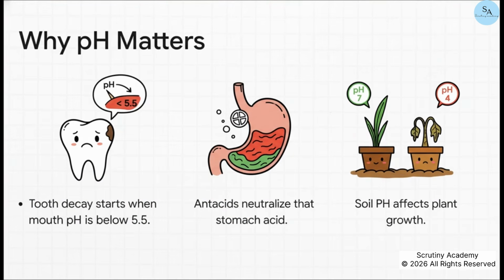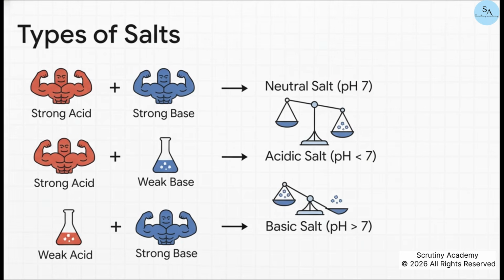Okay, so why does pH even matter? Well, because these are your golden ticket examples for those apply your knowledge questions. For instance, did you know that tooth decay kicks in when the pH in your mouth drops below 5.5, and that heartburn you get, that's your stomach acid being too, well, acidic. You take an antacid, which is a base, to neutralize it. See? Real-world stuff.